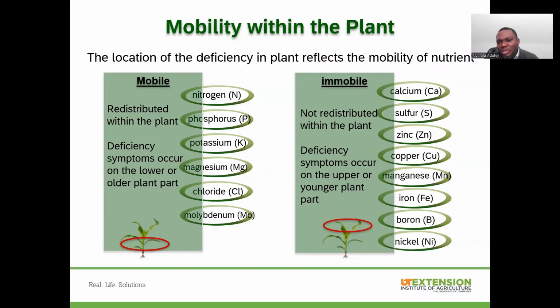For the immobile nutrients, they are not easily redistributed within the plant. So deficiency symptoms will occur on the upper or younger growing parts. For example, calcium and sulfur and almost all the micronutrients except chloride and molybdenum.